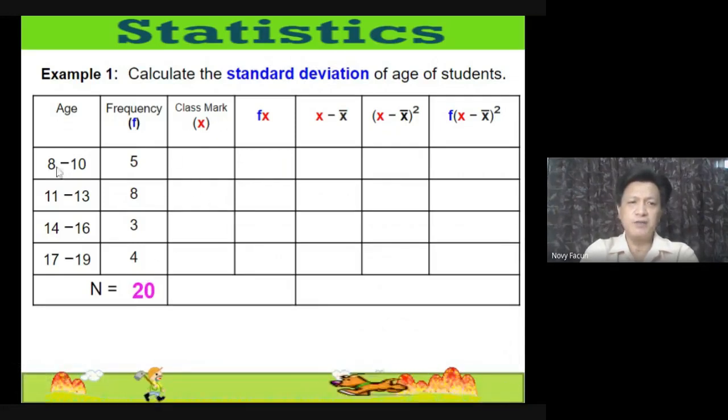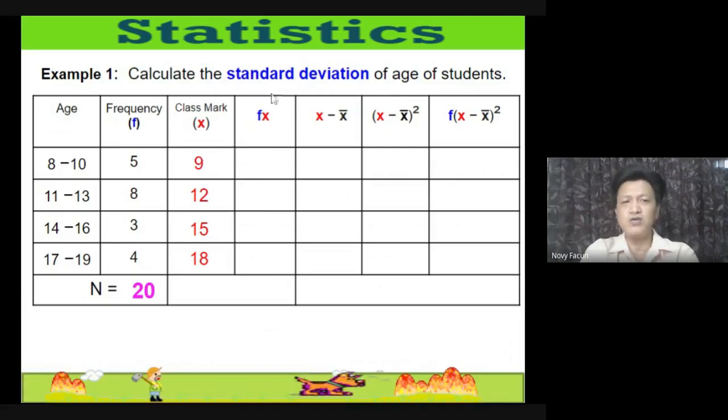And to find the class mark, add natin yung lower limit plus upper limit divided by 2. Kaya nga 8 plus 10 divided by 2, that will become 9. And 11 plus 13 divided by 2, that is 12. And 14 plus 16 divided by 2, that is 15. Then 17 plus 19 divided by 2, that is 18.